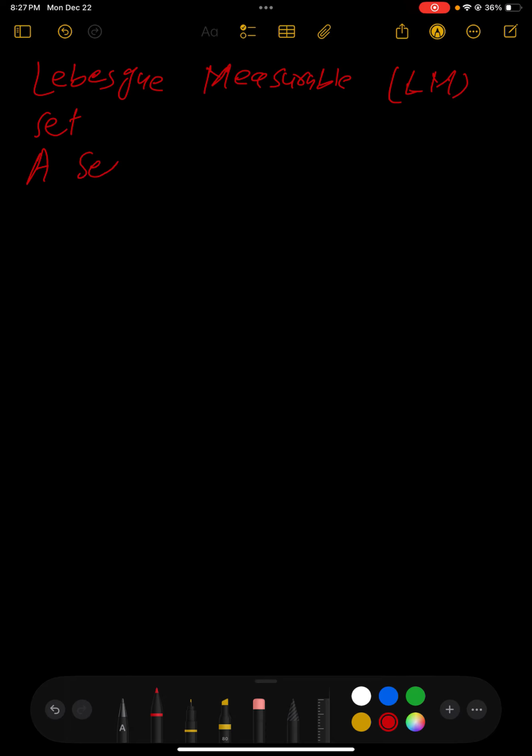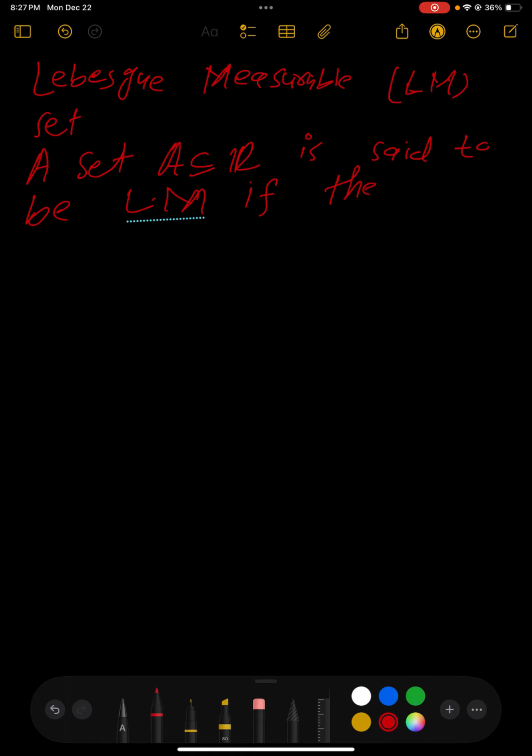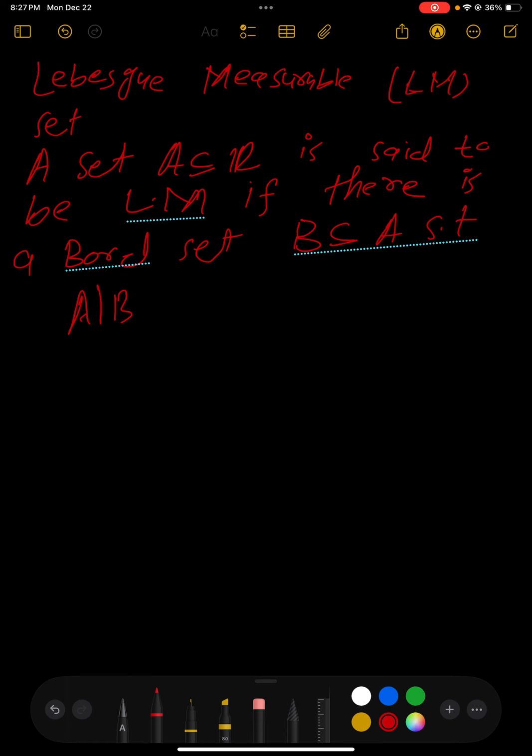A set A, a subset of R, is said to be Lebesgue measurable if there is a Borel set B in A such that the outer measure of A difference B is 0. Now based on this definition, we are going to prove a very important proposition.